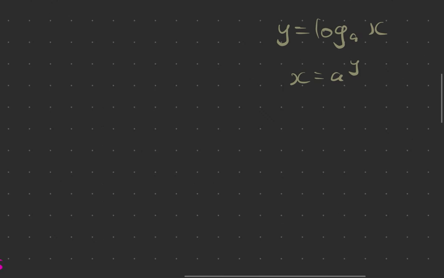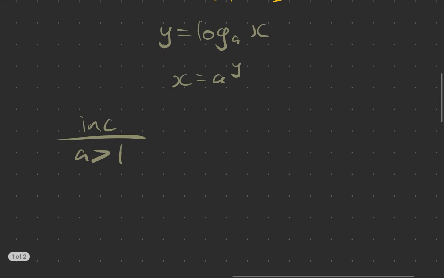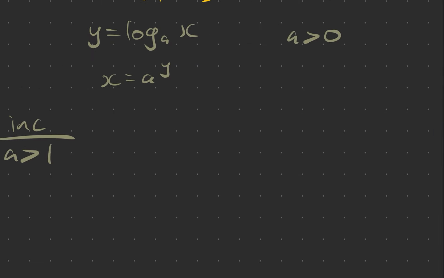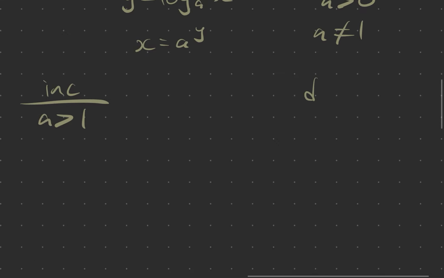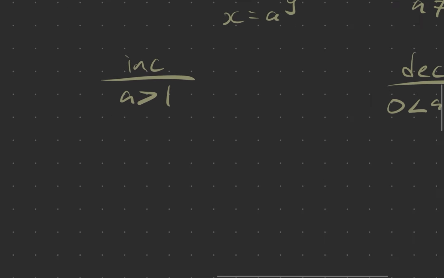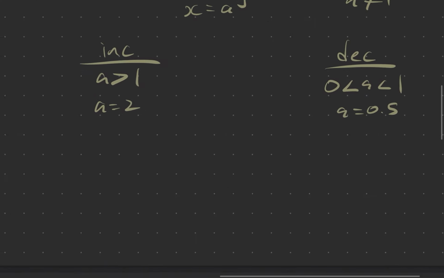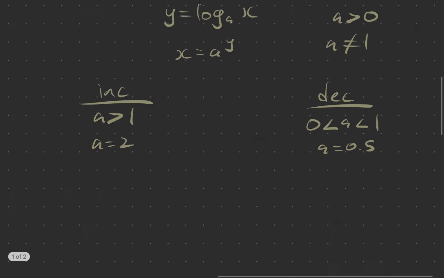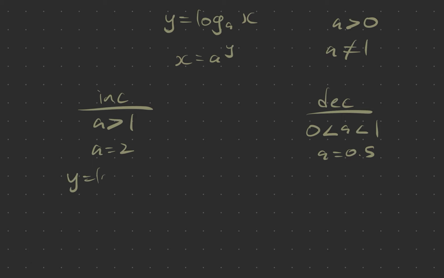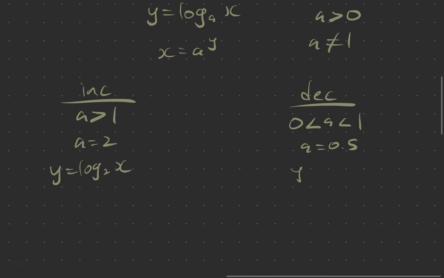For the growing portion, for the increasing portion, your a has to be more than 1. It also has the same rules that apply. a has to be more than 0 and a must not be equal to 1. And for a decrease, it's this one. Same as before. Alright? So I'm just going to make it a equals 2, a equals 0.5. Same as just now so you don't get confused yet. So we'll get y equals log base 2 of x and y equals log base 0.5 of x.